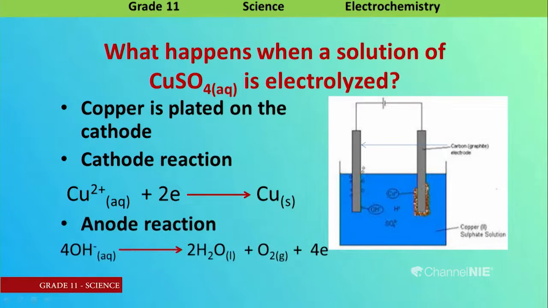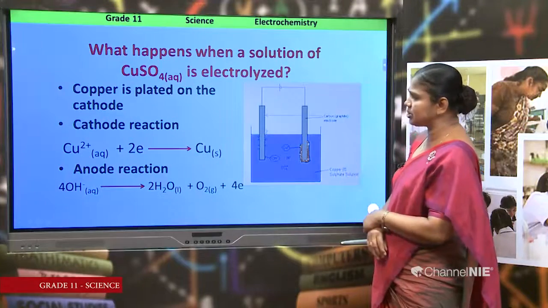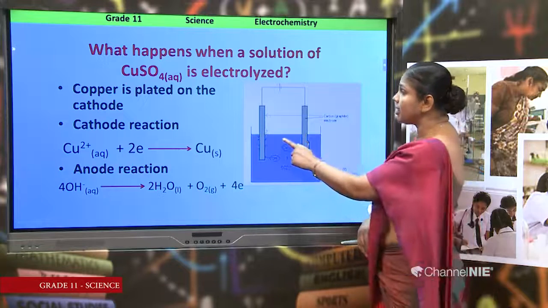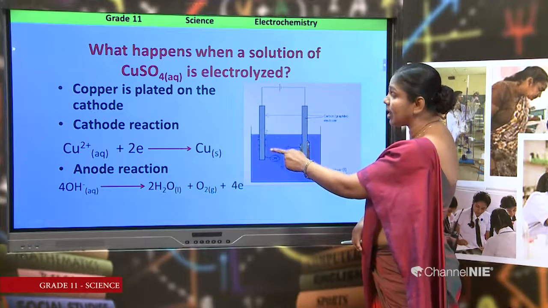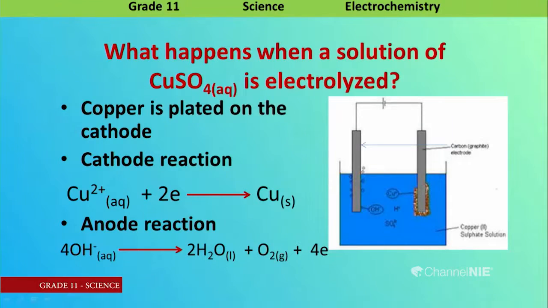Hydroxyl ions at the anode are subjected to oxidation by releasing electrons like this, and as a result, 2 water molecules and 1 oxygen molecule are produced. As oxygen molecules are produced at the anode, children, you can observe air bubbles generating around the anode. At the anode, hydroxyl ions are attracted to the anode and oxidized there.